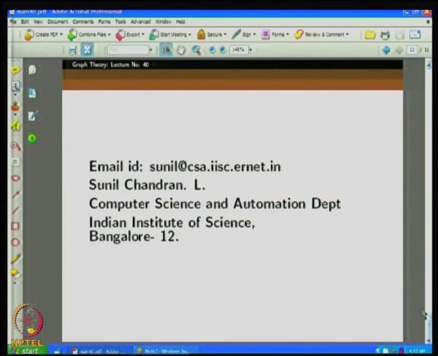Now I will formally declare that this course is ending here. This is the last class and the concluding lecture. If you have any questions to ask, you can contact me on this email, sunil@csa.iisc.ernet.in. I am from the Computer Science and Automation Department of the Indian Institute of Science, Bangalore.